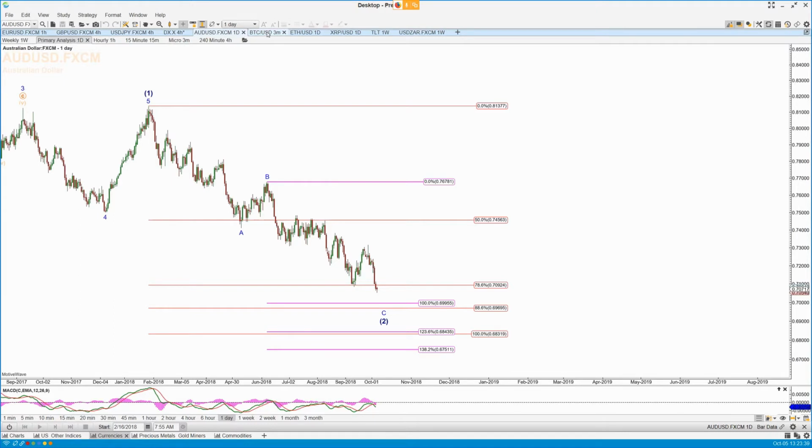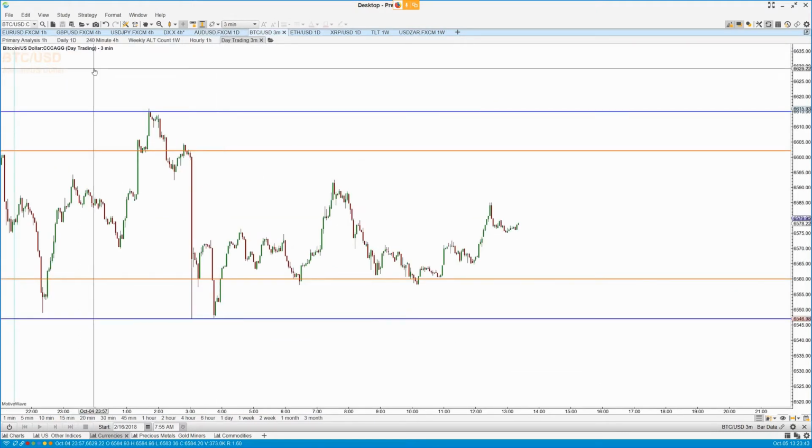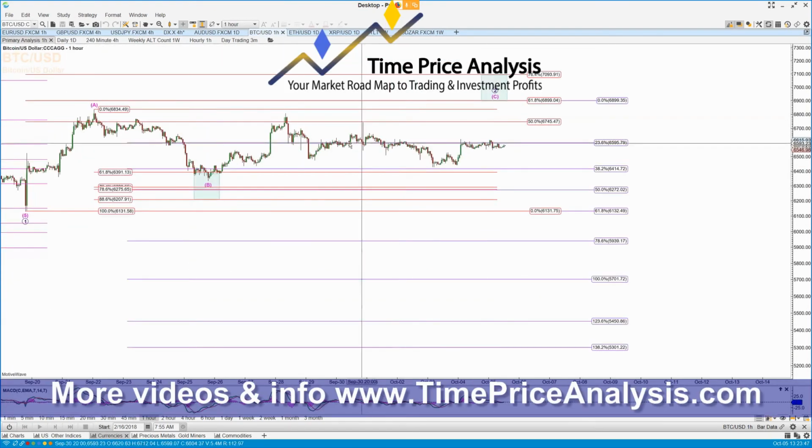If it takes these areas out, then we need to reconsider the much longer time frame counts in the Australian dollar.